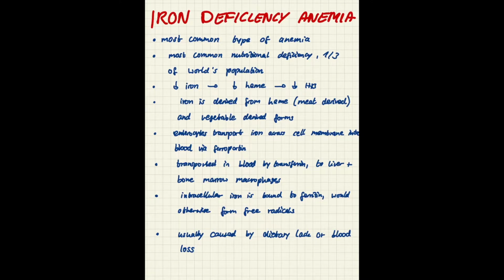Enterocytes can transport iron across the cell membrane into blood via ferroportin. It is transported in blood by transferrin to the liver and bone marrow macrophages. Intracellular iron is bound to ferritin, otherwise it would form free radicals and damage the tissue. Iron deficiency is usually caused by dietary lack or blood loss.